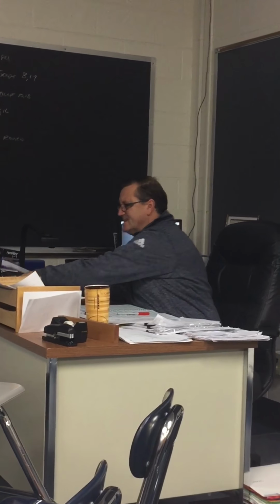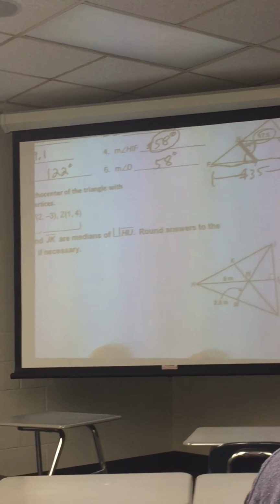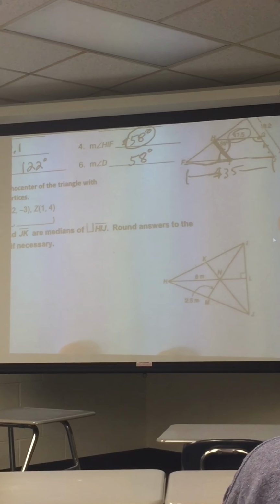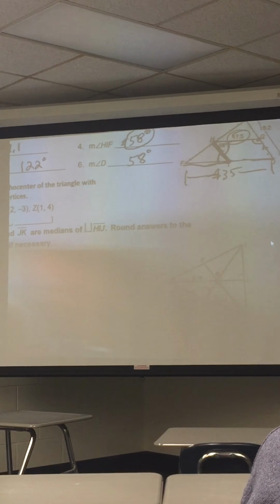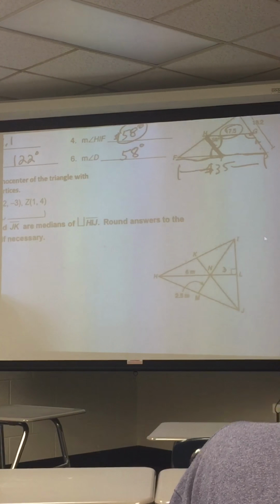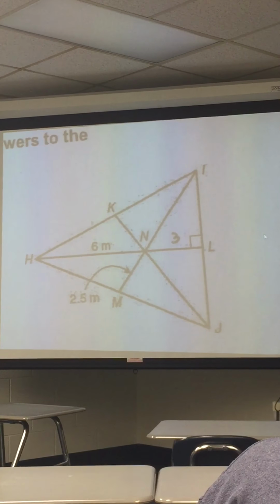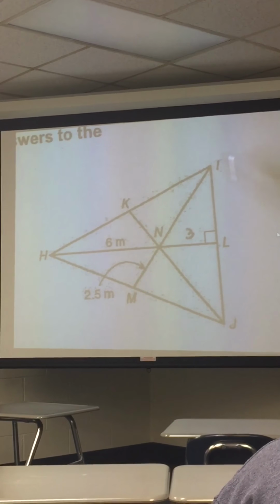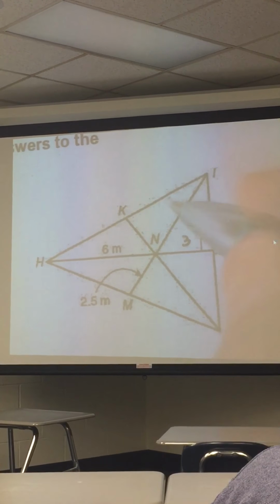Okay, let's come back to 14. All right, so can you see that okay? Yep, that's a median. So LN is actually going to be half of 6, which is 3. So this is 3 right there. That makes that 3. IL, I don't know yet. MN is 2.5. That makes IN 5.